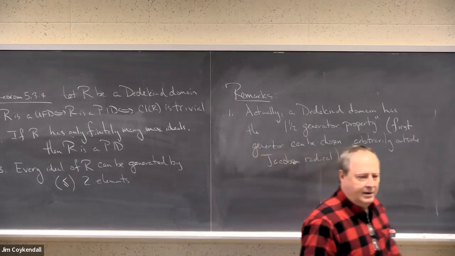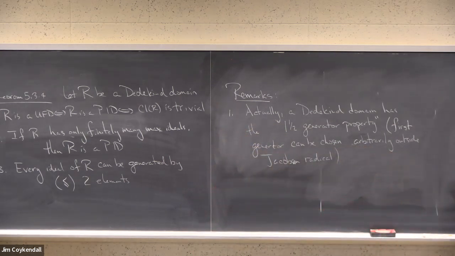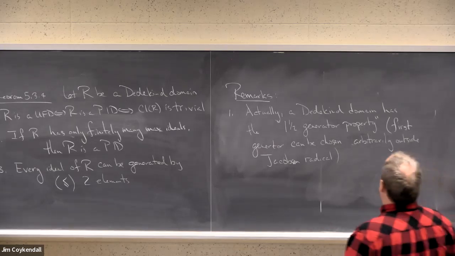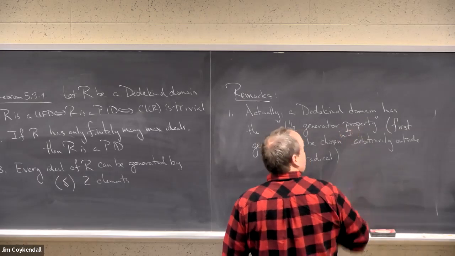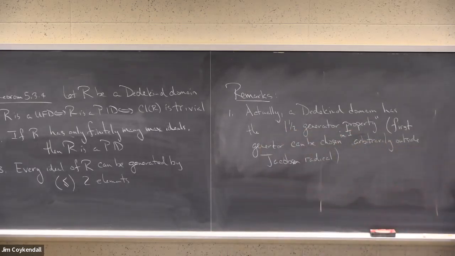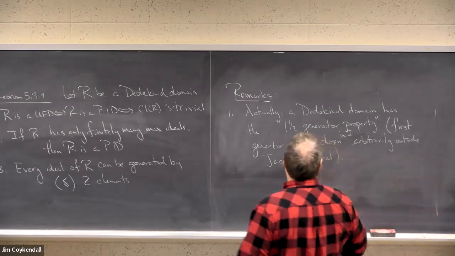So in other words, if you have infinitely many maximal ideals, then you can choose the first generator to be any element of I, outside the Jacobson radical, if I remember. I'm going to look up the 1.5 generator property, but I think that's right. So for example, if you have a ring of algebraic integers and I give you an ideal, you can choose any non-zero element of that. And then the second generator must be chosen more carefully than that. You can't just pick it at random.